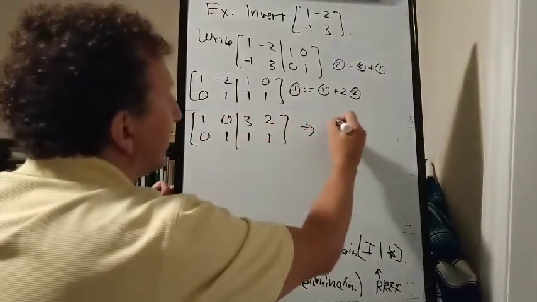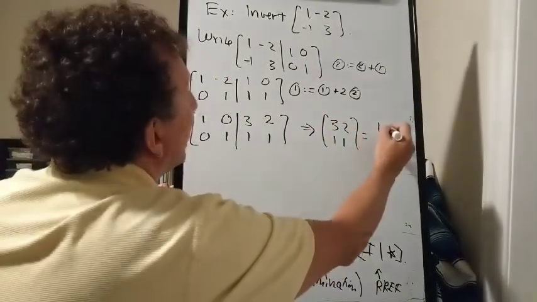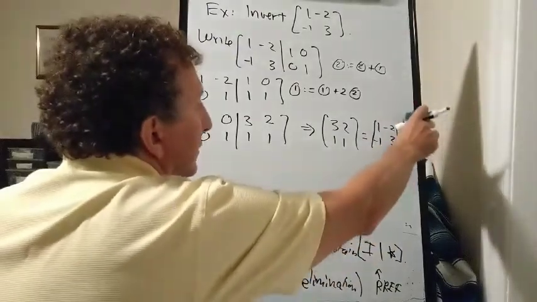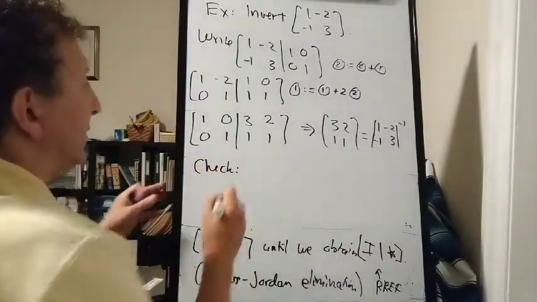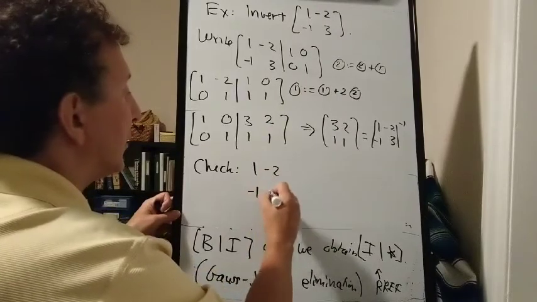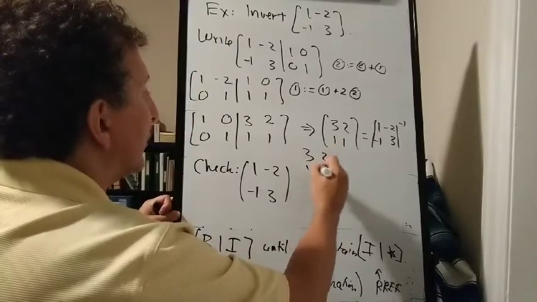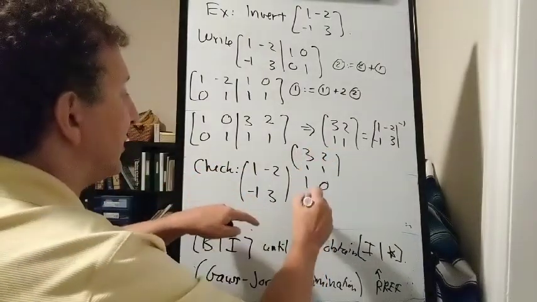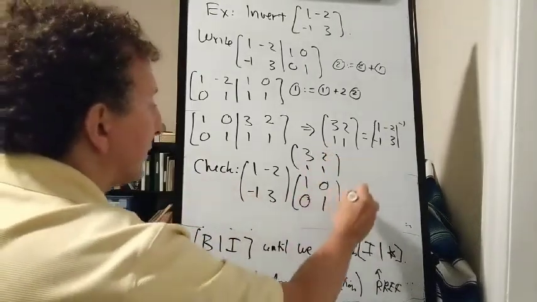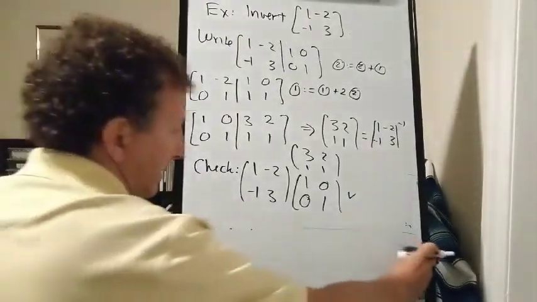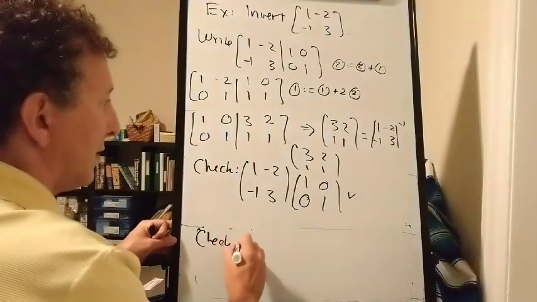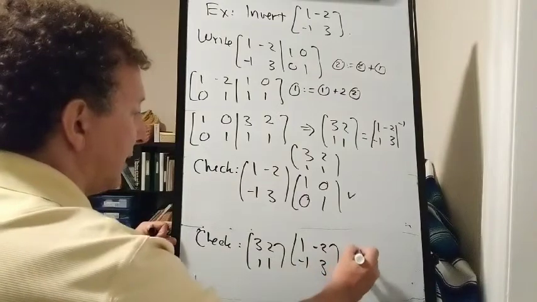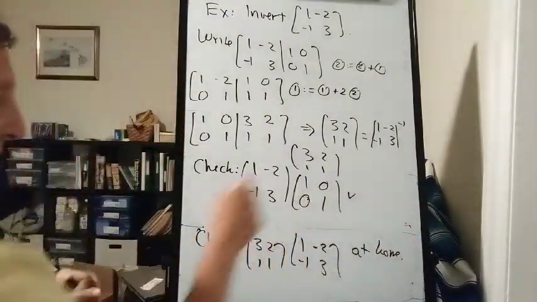So this means that 3, 2, 1, 1 equals 1, -2, -1, 3 inverse. And we can check. 1, -2, -1, 3 times 3, 2, 1, 1 is 3 minus 2 is 1, 2 minus 2 is 0, -3 plus 3 is 0, -2 plus 3 is 1. And we can check the other product, 3, 2, 1, 1 times 1, -2, -1, 3. I'll let you check that one at home. You should get the identity matrix also.